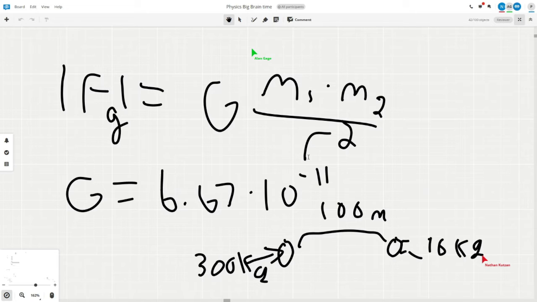But what you would do is, if we want to find the attractive force due to gravity between these two, you would do the mass of Earth, which is 300. Remember, always in standard units, so kilograms and meters. Times the mass of the moon, which is 10, over the radius squared, which would be 100 squared. And then multiply that by the gravitational constant, which is 6.67 times 10 to the negative 11th. And you would get approximately 2 times 10 to the negative 11th newtons. So that's how, if you're given two masses and a distance between them, you can calculate the force between them.